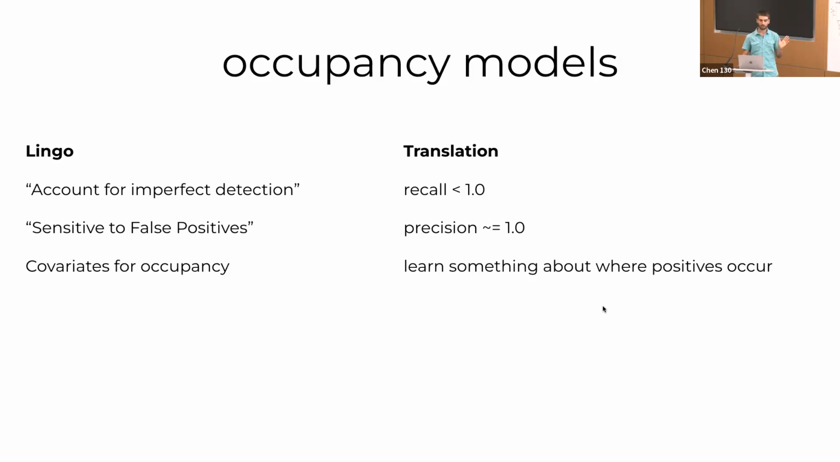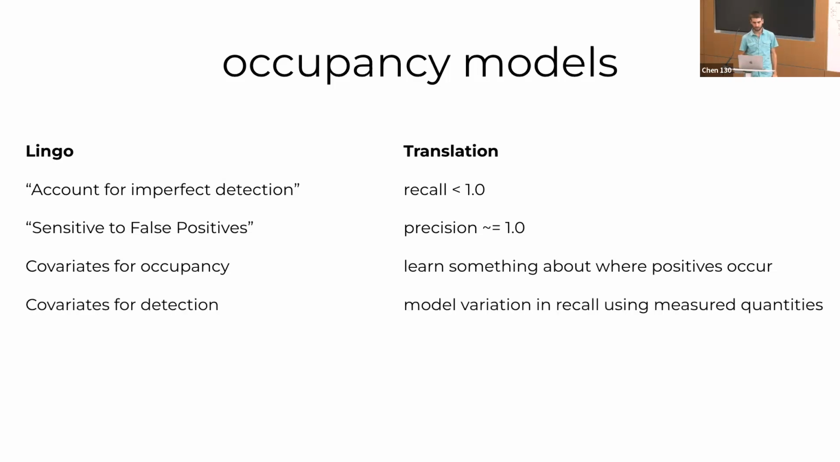Occupancy models can learn covariates for occupancy, which means they're trying to learn something about where your positives occur based on some other data you collected, right? So you go study a bunch of birds and you take habitat measurements, or you go study a bunch of fish and you also measure the temperature and depth, right? How do you predict where the species is occupied based on some covariates?